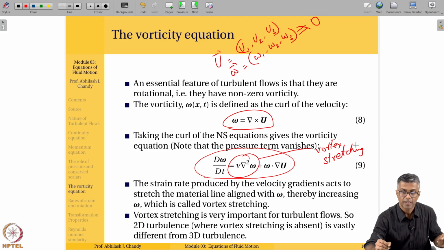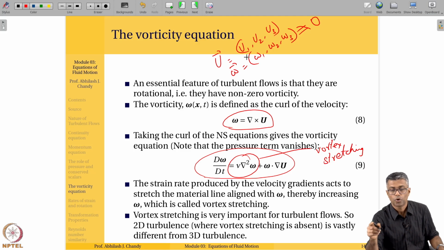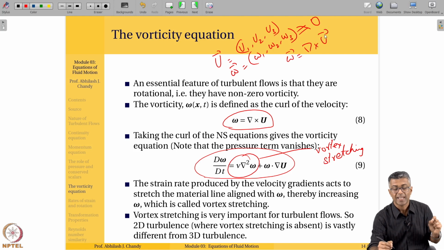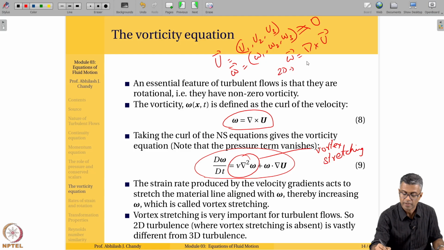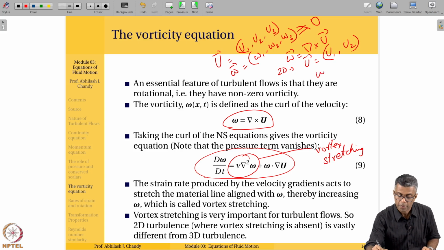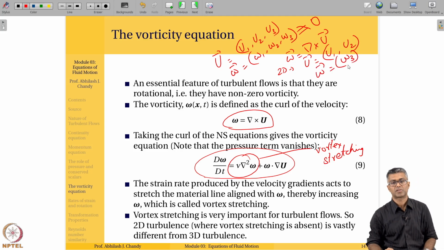How is that? So quickly, this velocity vector is u1, u2, u3. Omega is omega 1, omega 2, omega 3. Omega by definition is del cross u, isn't it? So if in 2D u is just u1 and u2, if you take the curl of this vector, omega would be just omega 3. That's it, nothing else. In which case, the vortex stretching term is not going to exist.